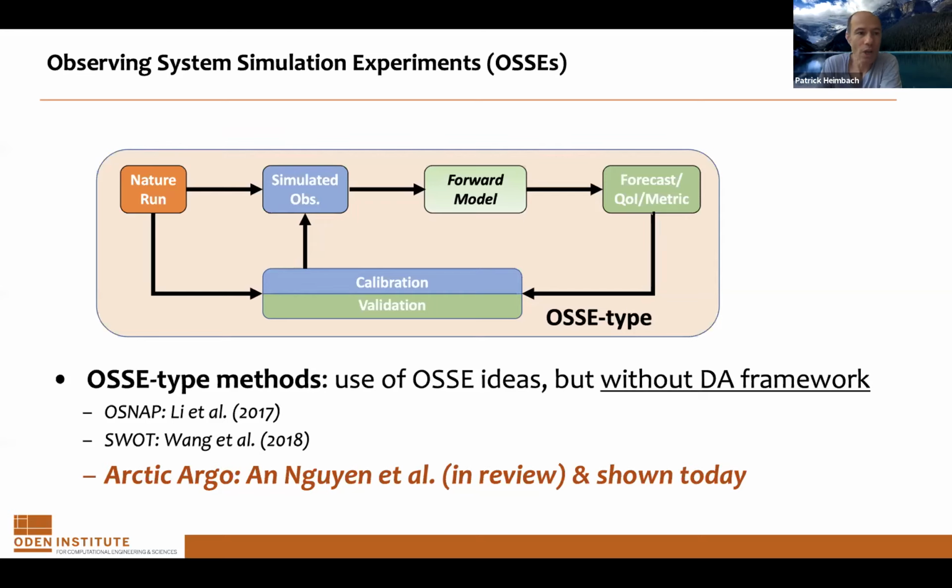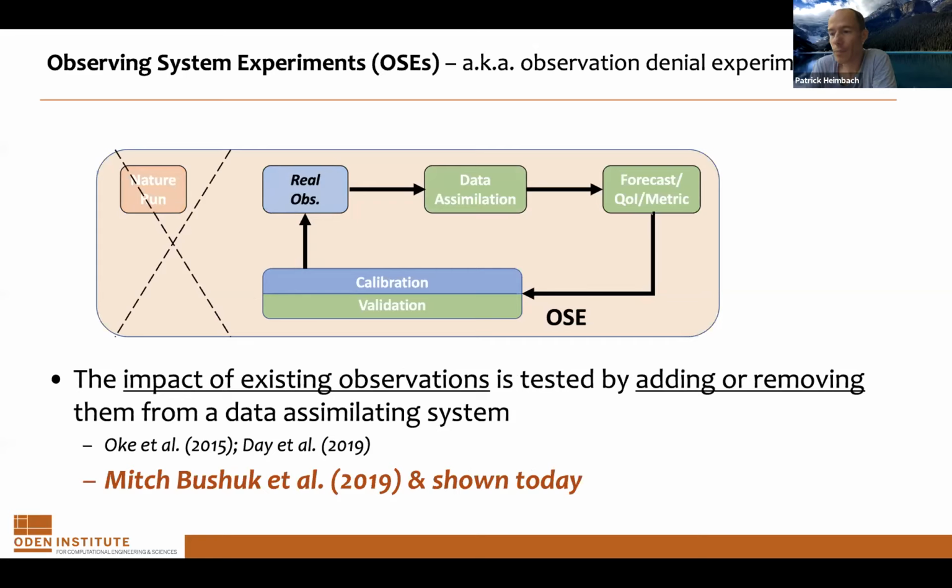Different to that are observing system experiments. Now the simulation has dropped, so we no longer have OSSEs, but just OSEs. These are also sometimes called observation denial or observation withholding experiments. Here we are looking at the impact of adding or withholding real observations within a data assimilation framework. You notice the role of the nature run has disappeared, and compared to the one before, the simulated observations are now replaced by real observations.